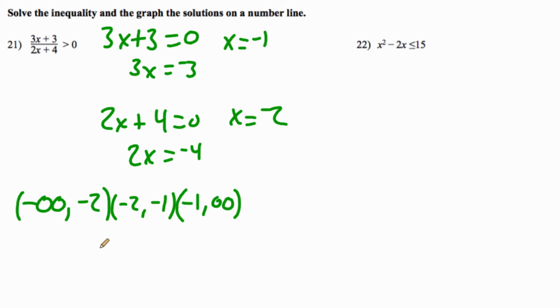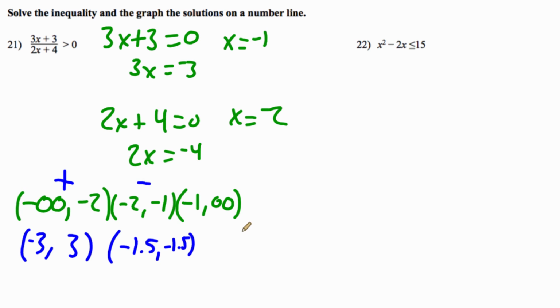Now that we have our intervals set up, we need to plug in a test value. So in this first interval, something between negative infinity and negative 2, maybe we decide to plug in negative 3. When we plug negative 3 back into that fraction, we end up getting 3 as the answer. Since we got a positive number as the answer, that means this is a positive interval. If we look between negative 2 and negative 1, maybe we decide to plug in negative 1.5. When we do that, we get negative 1.5 as our answer. Negative answer means this is a negative interval.